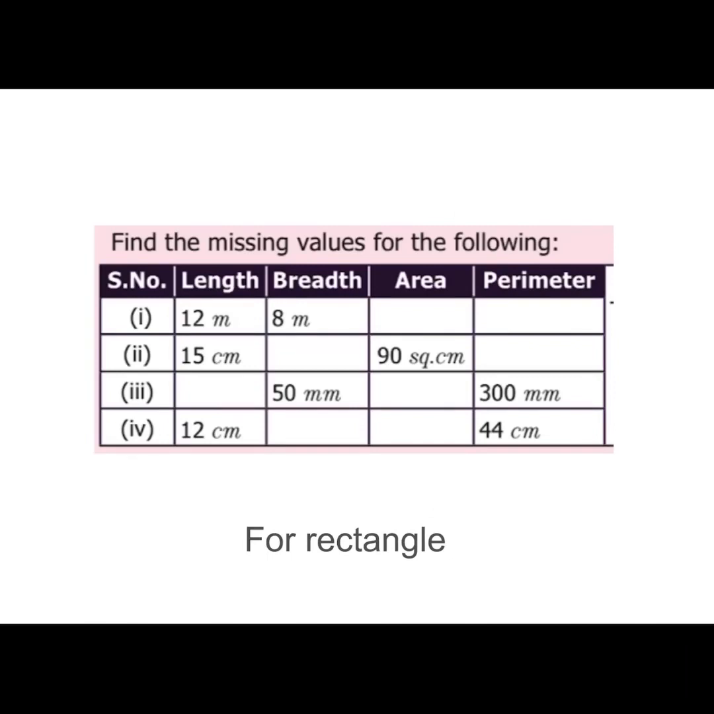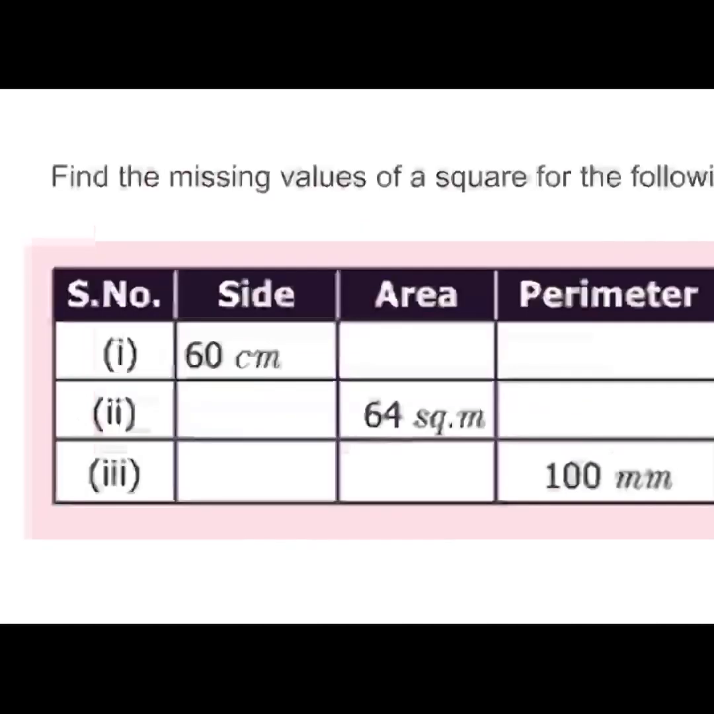Here, just to recall, I am giving a few problems and you have to find the missing values. For the rectangle, first you have to calculate this. In the first problem, I have given the length and breadth of the rectangle. You have to calculate area and perimeter. As you know the formulas very well, you can calculate it very easily. So complete this table, and here you also have to find the missing values of a square.